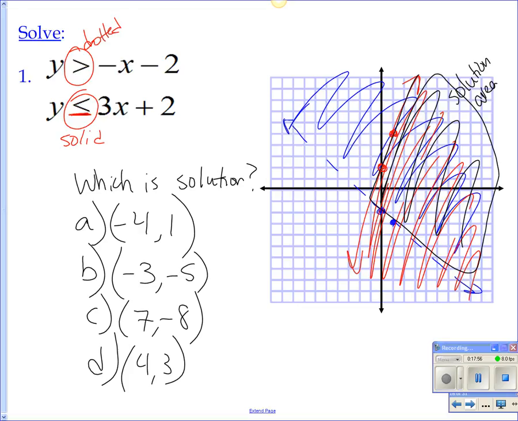If it said which is a solution, negative 4, 1. If I go and plot it, 1, 2, 3, 4, and 1, is it where the two colors overlap? What about negative 3, negative 5? Nope. What about 7, negative 8? Let's pretend that it's way down here. Does it? All right, and what about 4, 3? So 4, 3 would be the answer. No. I'm going to change that to make it definitely wrong, okay? All right, so that would be the answer.